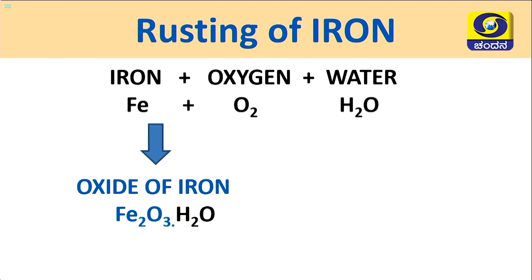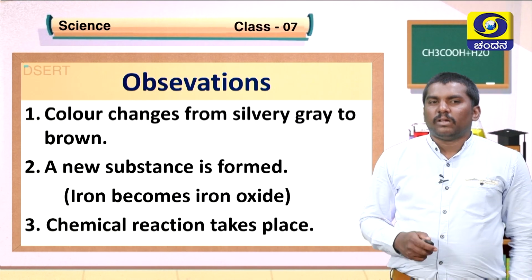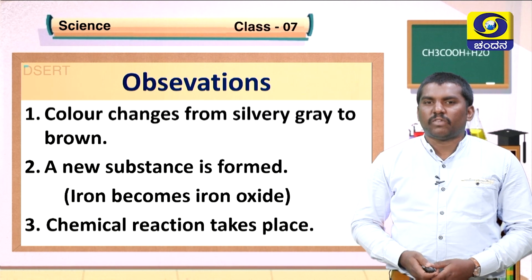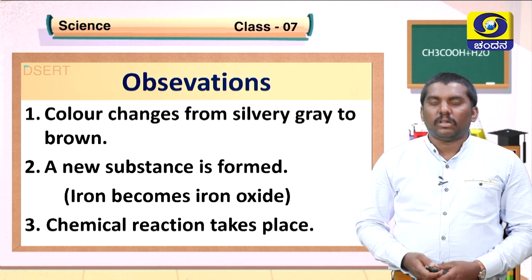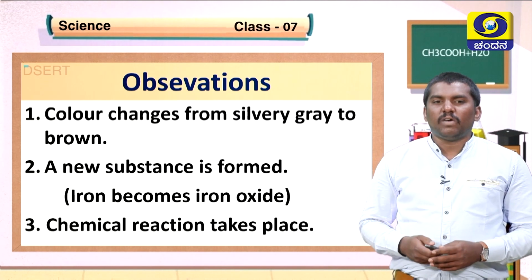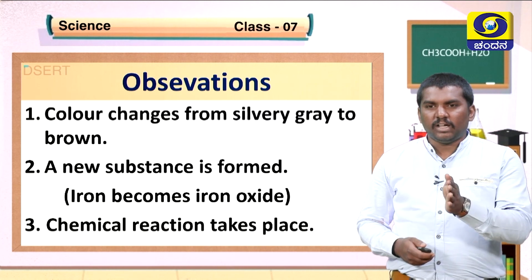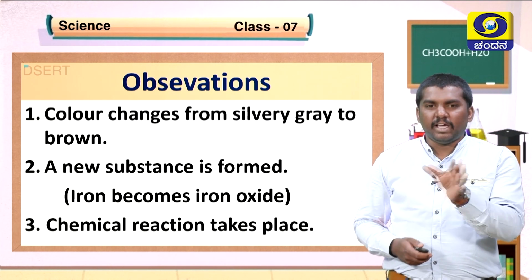If you keep an iron piece outside for a few days, what happens? This iron reacts with oxygen and water, and gives Fe2O3.H2O. We call this hydrated ferric hydroxide. This is nothing but rust. Number 1, color changes from silvery grey to brown. Second, a new substance is formed. Here iron becomes iron oxide. Third, a chemical reaction takes place between iron, water and oxygen. There is a chemical reaction.